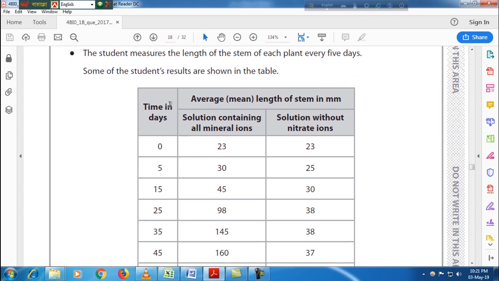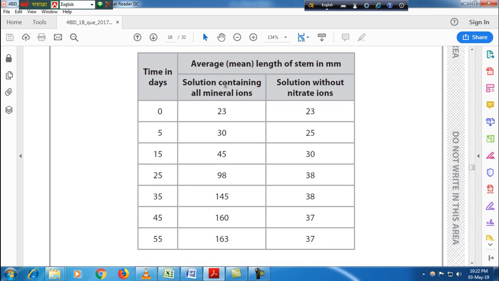Here we are given time in days, and the average length of the stem in millimeters, for the solution containing all mineral ions and the solution without nitrate ions. At 0 days it is the same, 23 and 23. After 5 days, with all mineral ions it is 30, and without nitrate ions it is 25. After 15 days, with all mineral ions it is 45, and without nitrate ions it is 30.